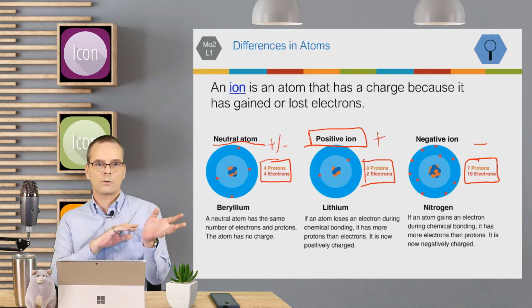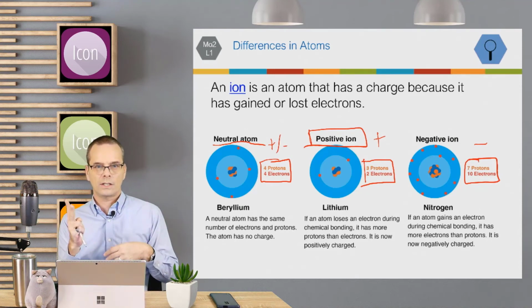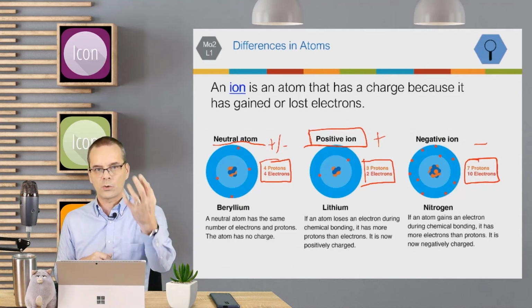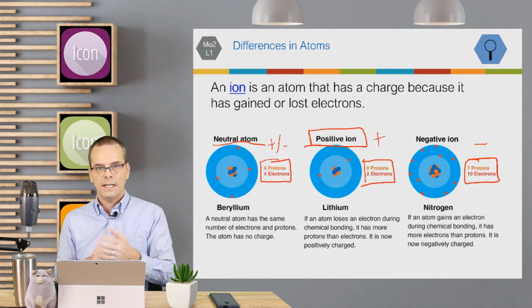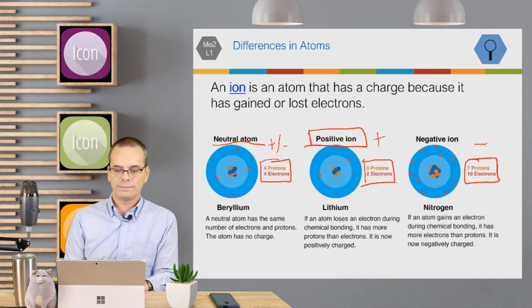So 4 protons, 4 electrons, balanced. 3 protons, 2 electrons, positive ion. So if the number of protons is greater, it's a positive ion. If the number of electrons is greater, it's a negative ion.